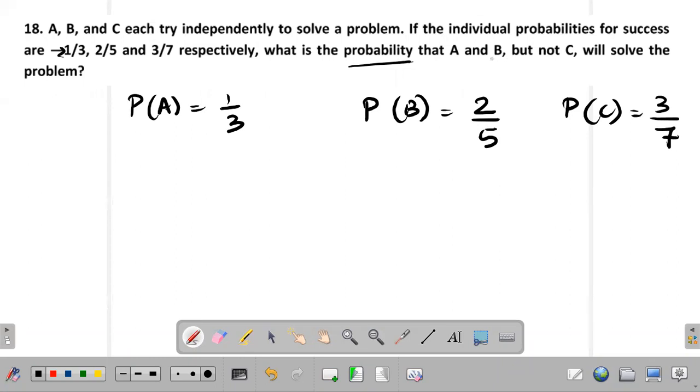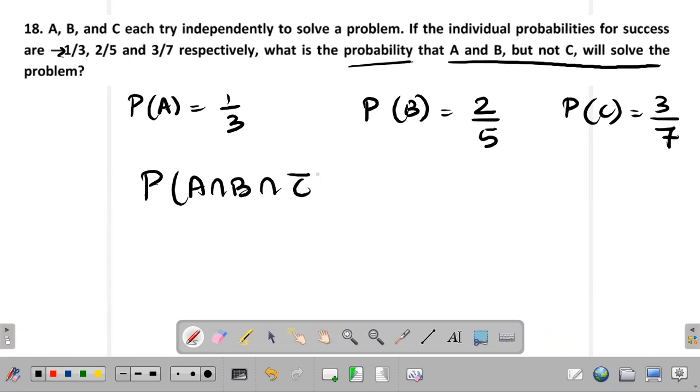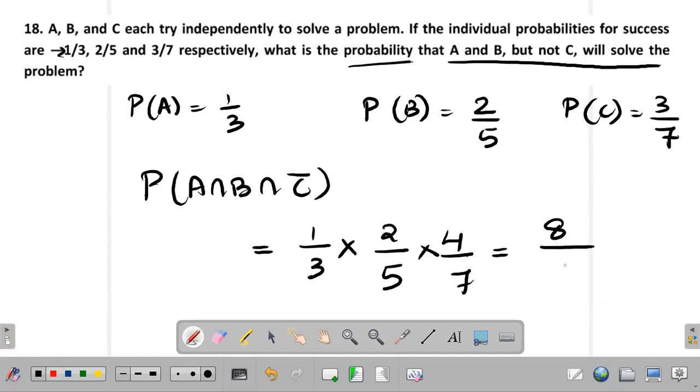The question is, find the probability that A and B but not C will solve the problem. It is probability that A solves it and probability that B solves it and C does not solve. What is C does not solve? 1 minus 3 by 7, that is 4 by 7. 4 into 2, 8, divided by 7 5s are 35, 35 into 3 is 105. The answer is 8 by 105. With this question, let us conclude our today's conceptual inputs.